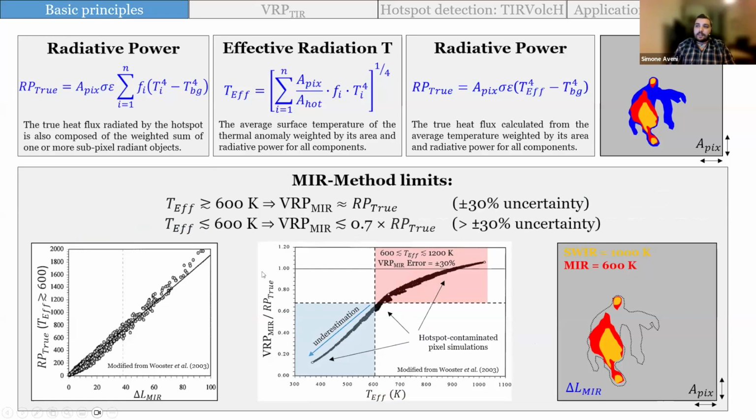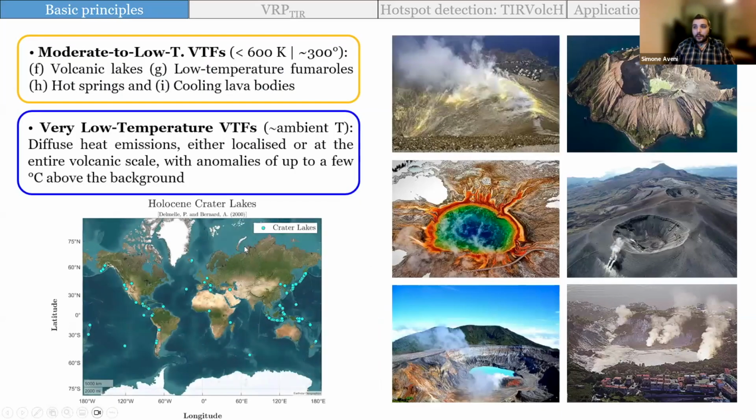So as soon as the effective temperature drops below the 600 Kelvin, as you can see here, the VRP is not really adequate to measure the heat sourced by lower temperature features. And we have a huge underestimation that exceeds 50, 60, and 70% depending on the temperature. So we're left here with a problem still to solve, which is how do we quantify the energy sourced by moderate to low temperature volcanic features.